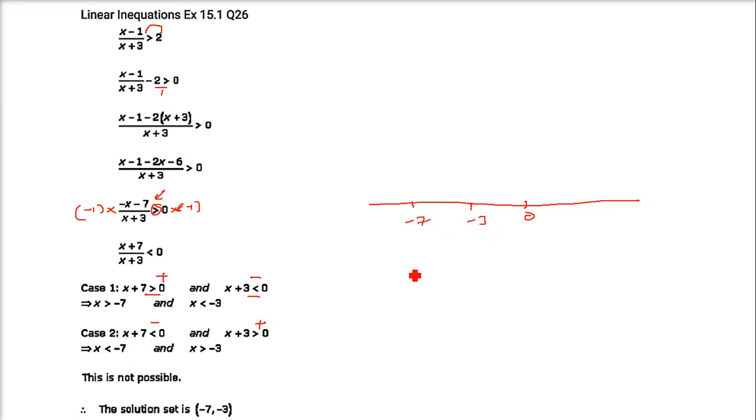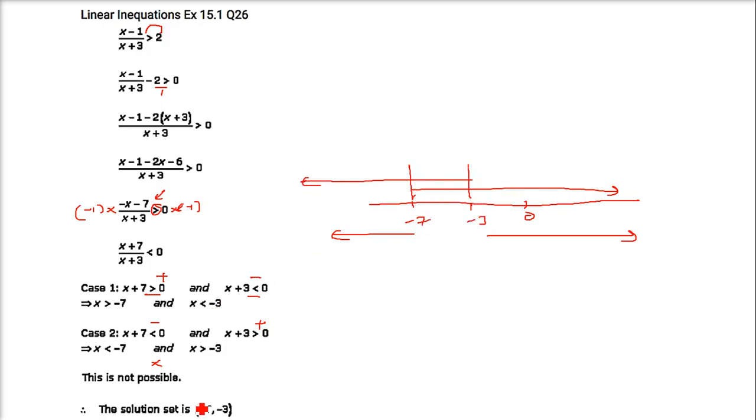So what do you get here? It is saying x is less than minus 7 and x is greater than minus 3. So can you have a number which is less than minus 7 and greater than minus 3 at the same time? No. So this is not a solution. Coming here, x is greater than minus 7 and x is less than minus 3. So which is the common intersection point? Minus 7 to minus 3. So this is the solution set, minus 7 to minus 3.